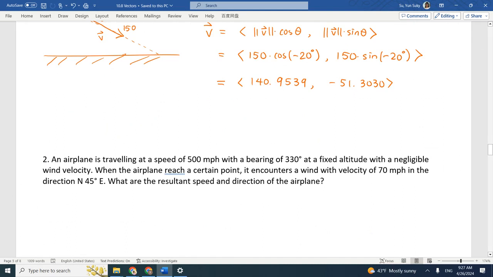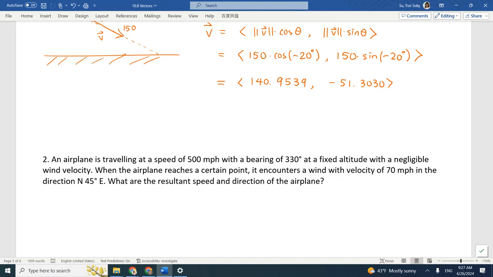An airplane is traveling at a speed of 500 miles per hour with a bearing of 330 degrees at a fixed altitude with a negligible wind velocity. When the airplane reaches a certain point, it encounters a wind with velocity of 70 miles per hour in the direction of north 45 degrees east. What are the resultant speed and the direction of the airplane?